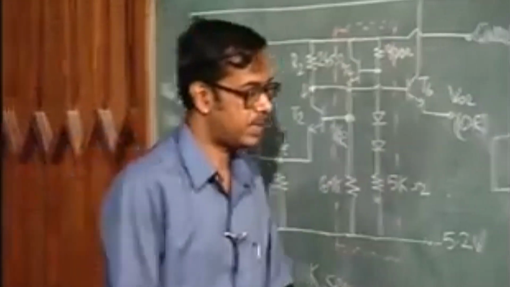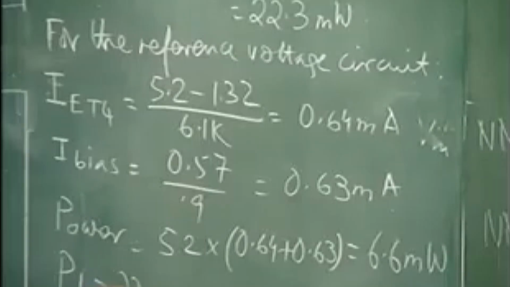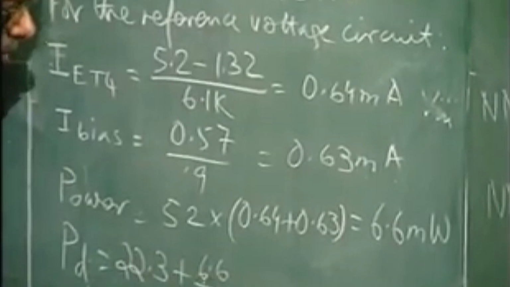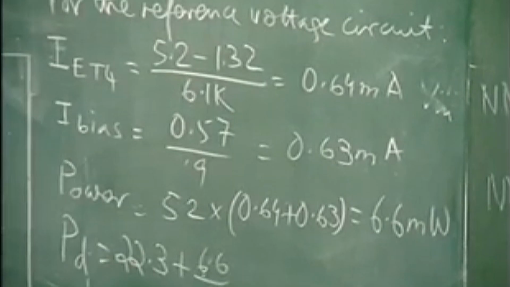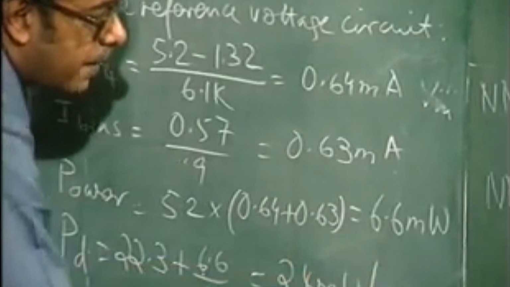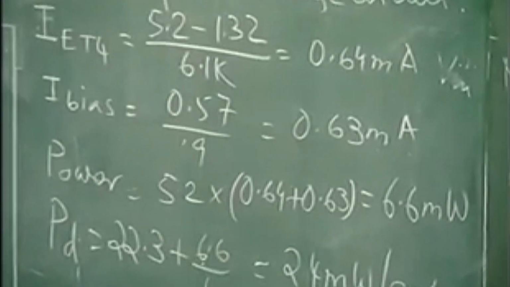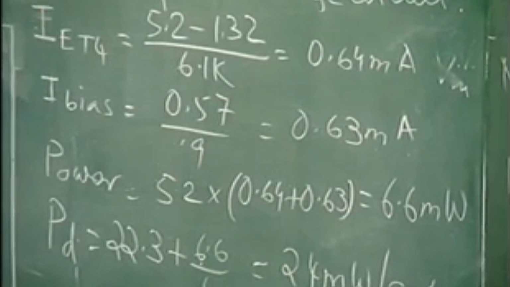So, the power dissipation is going to be 22.3 milliwatts plus 6.6 divided by 4, because the 6.6 milliwatts is shared in the 4 gates. So, this works out to 24 milliwatts per gate. All right. And so, this is the power dissipation per gate, which is rather high, which you can see. That is one of the problems of ECL gate.